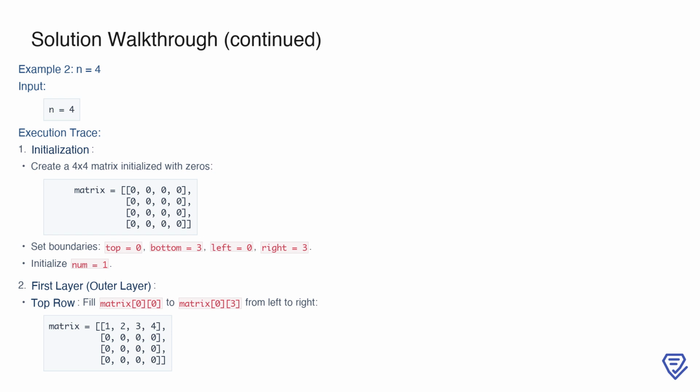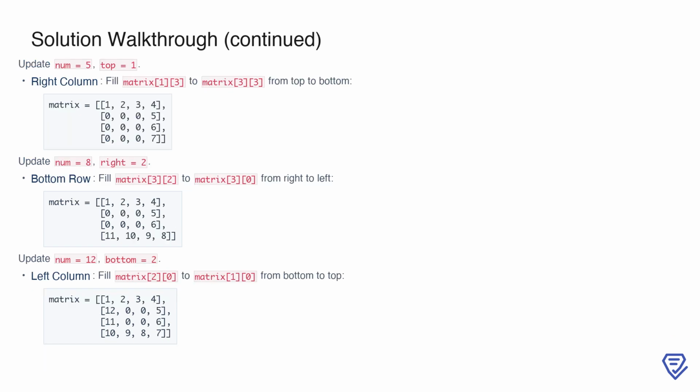With the top row complete, we increment the top boundary to 1 and update number to 5. Next, we move to the right column and fill it from top to bottom with the numbers 5, 6, and 7. After completing the right column, number is updated to 8, and we reduce the right boundary by moving it leftward.